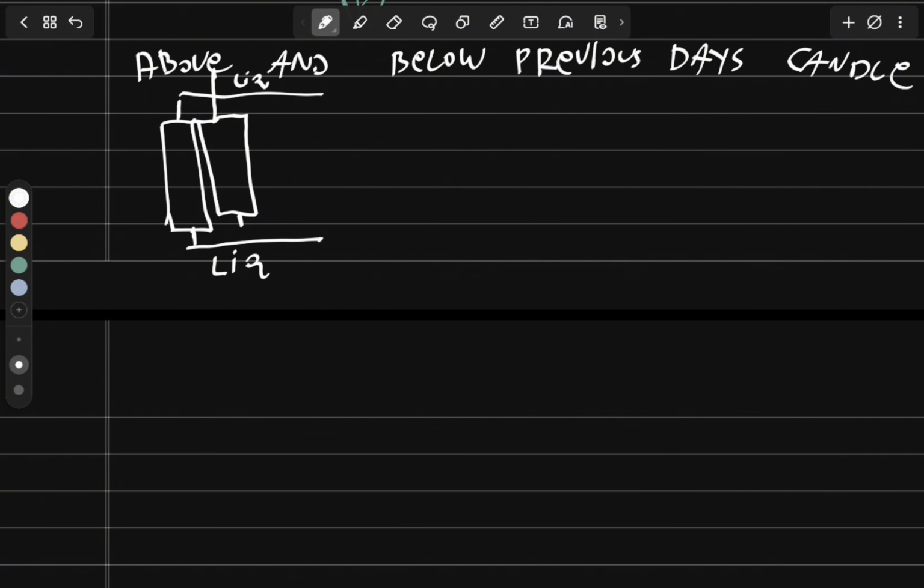So this is one area. The second area is gonna be sessions. So as you know, there is Asian, London, and New York session. You have to think about these three sessions as, I don't know, like three brothers. They're always trying to do something to set each other up for a movement.